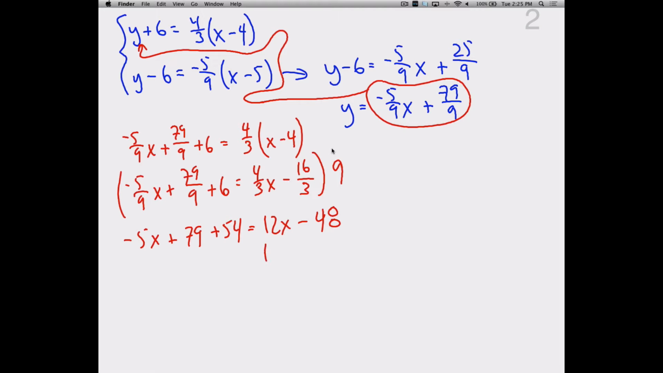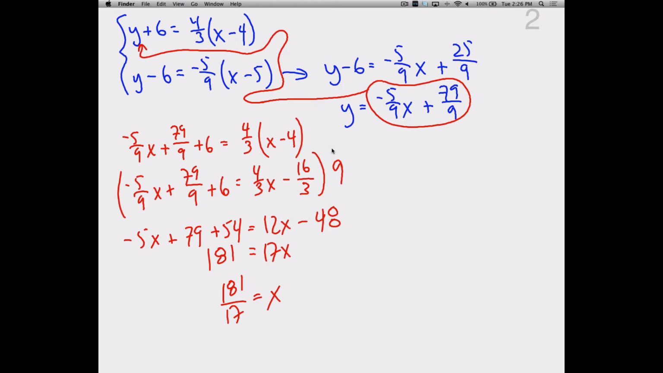So we get 17x. 79 plus 54 is 133, plus 48 is 181. Oh, I lied. It is going to be ugly. 181 over 17 equals x. That doesn't simplify, does it? No. No. Okay.